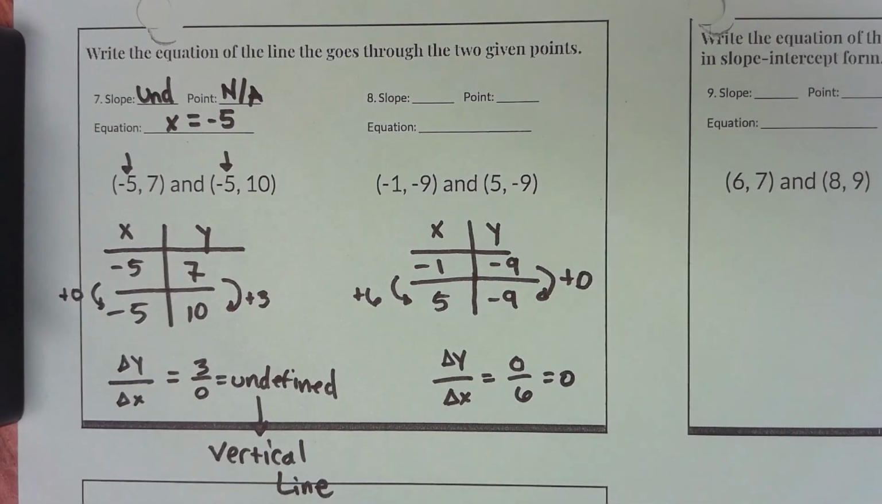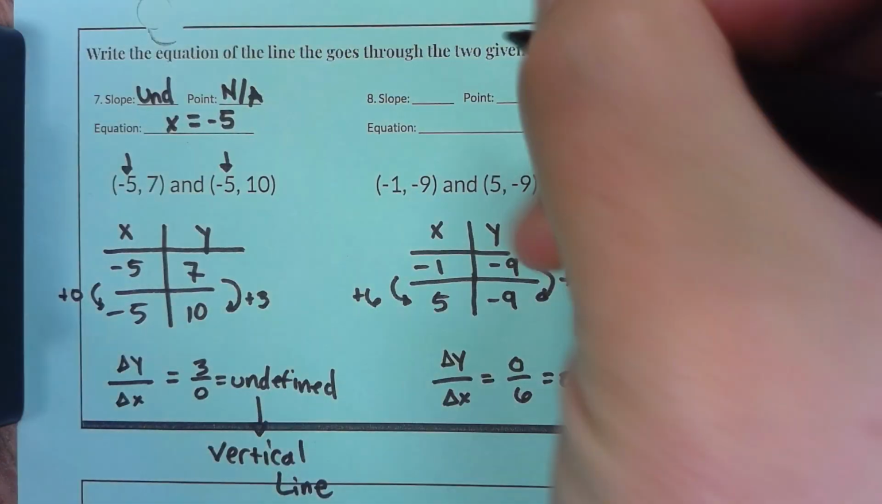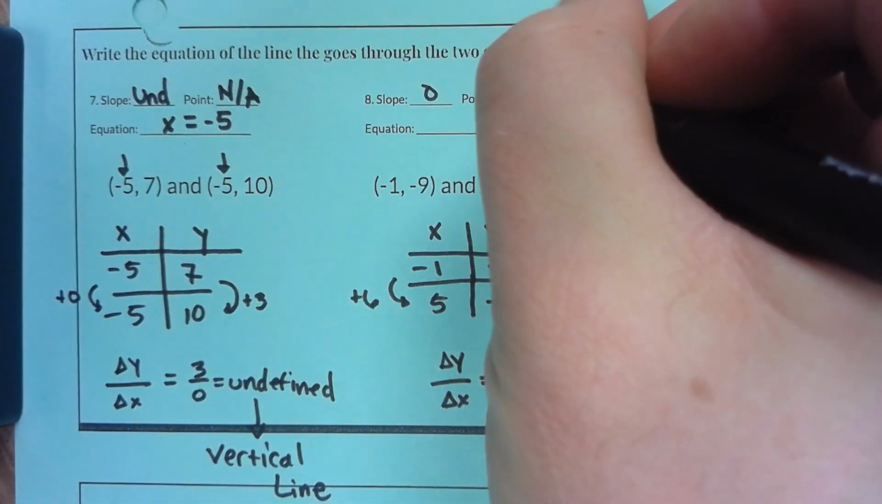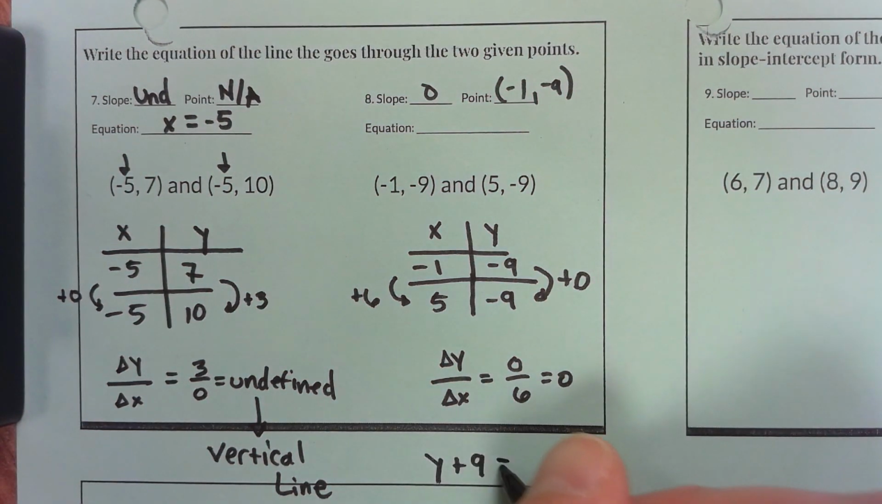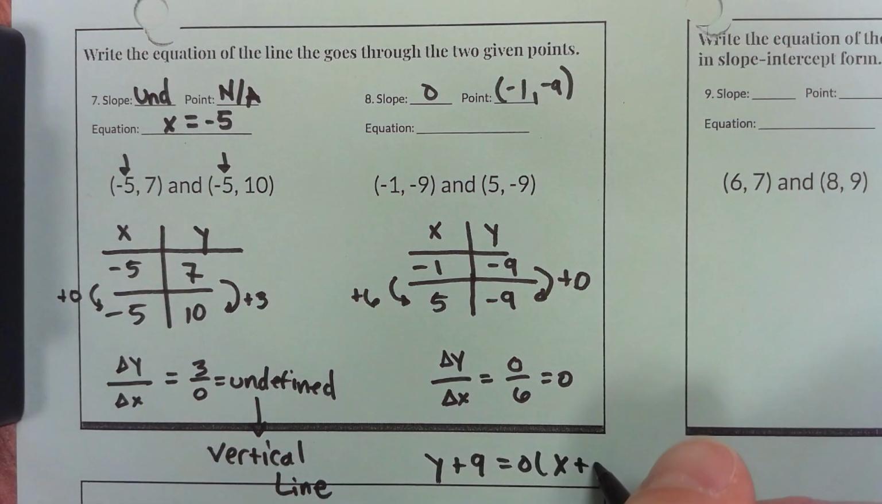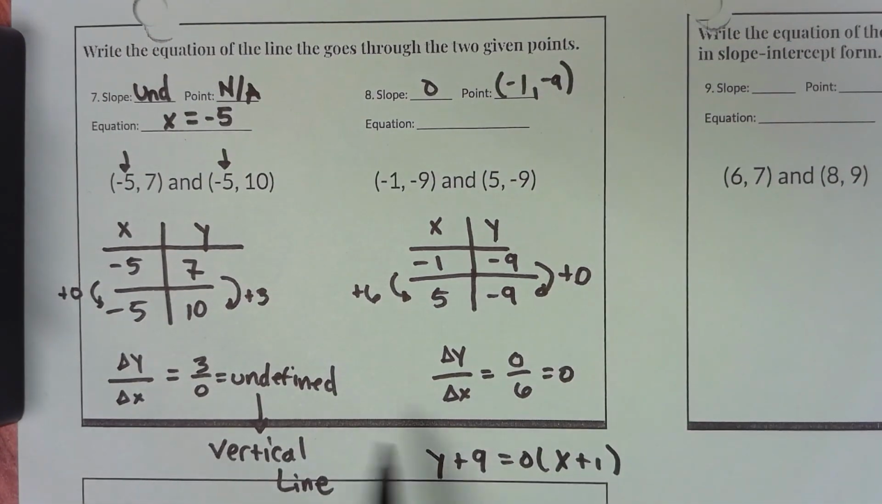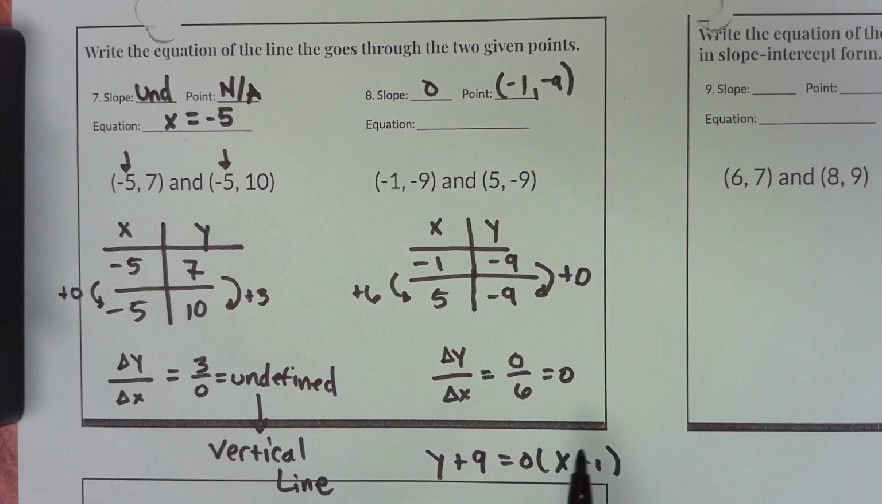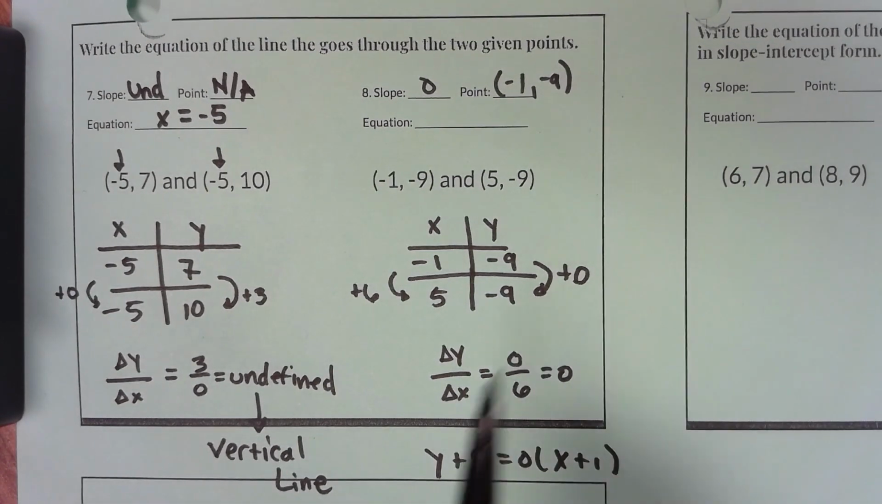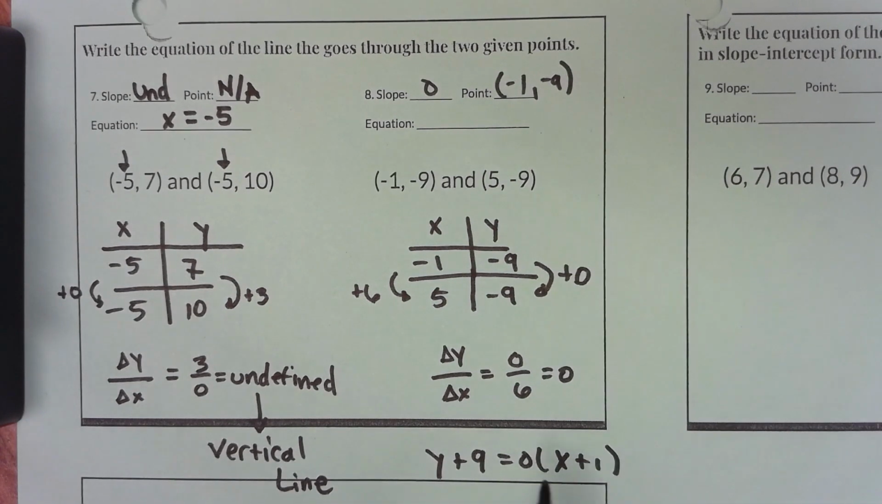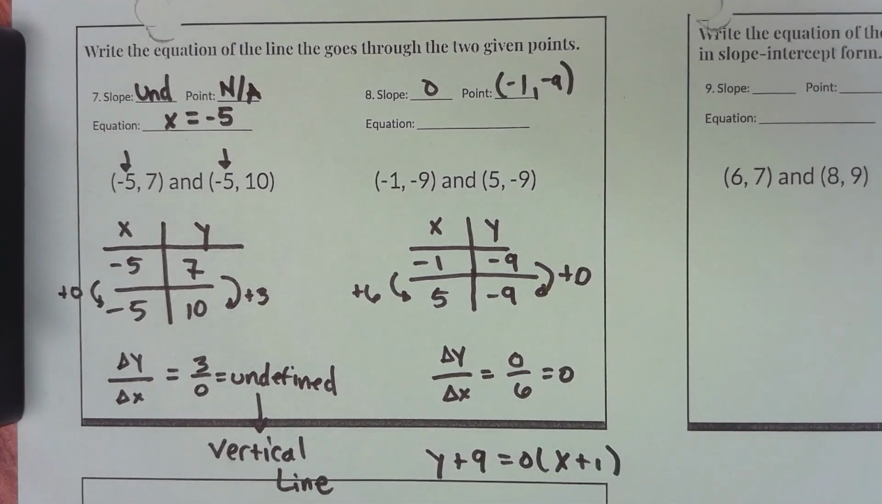So one thing I did see on somebody's work here is they're like, oh, I've got a slope, I've got a point, so 0, -1, -9, and thus I can write the equation of that line as y plus 9 equals 0, x plus 1. We weren't really able to do that with the undefined slope there. So this is mostly correct. If you did write this on a quiz or a test, I'd give you most of the points. But with vertical and horizontal lines, we need to write them in that correct form.